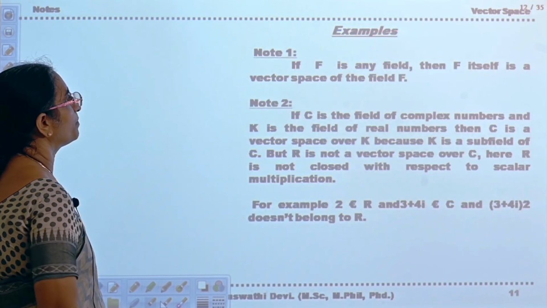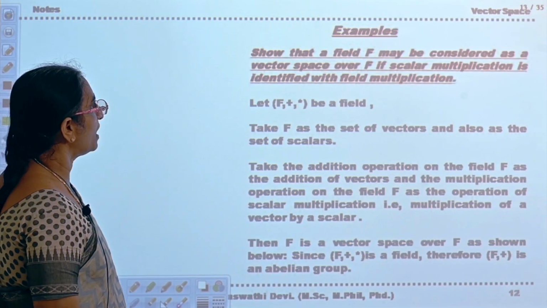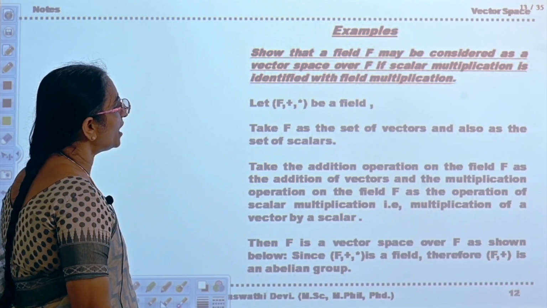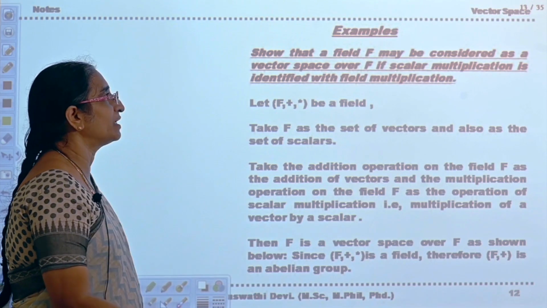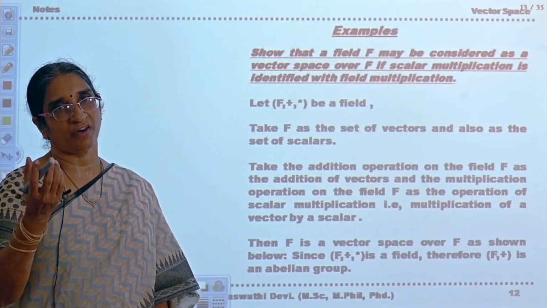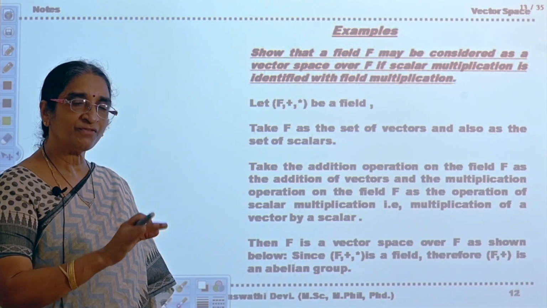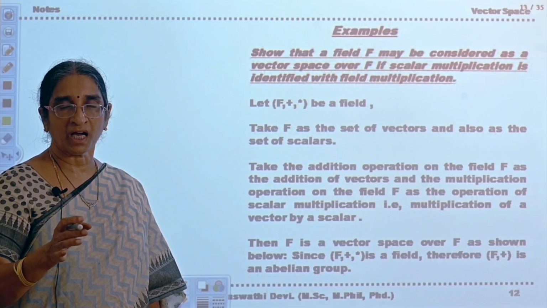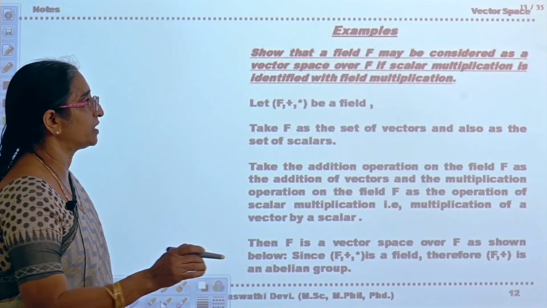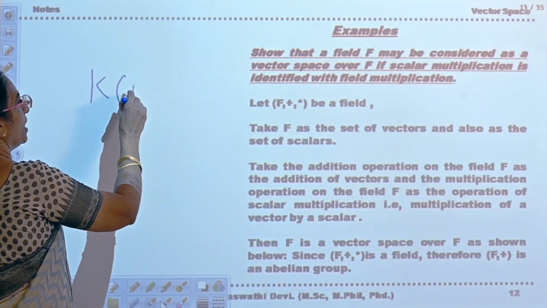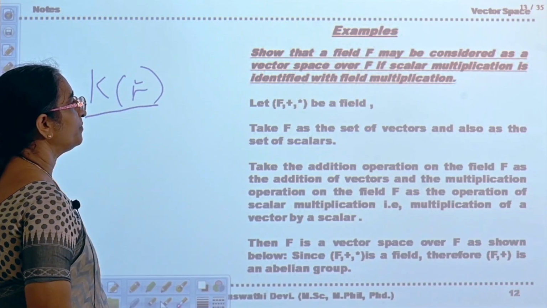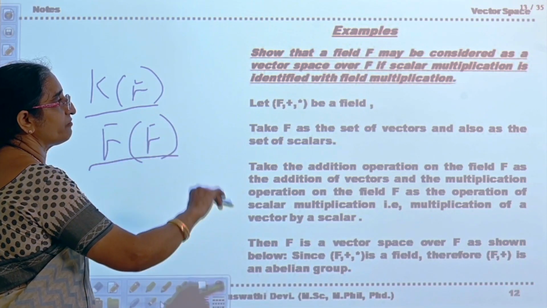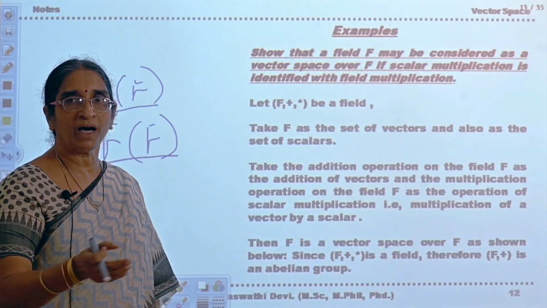Now see the next example: a field F may be considered as a vector space over F if scalar multiplication is identified with the field multiplication. This question may be given for 1 mark or for 4 marks. If it is given for 1 mark, using the previous example, that is any field is a vector space over its subfield, you proved K over F is a vector space in the previous example. Because every field is a subfield of itself, F over F is a vector space. If the question is given for 1 mark, you can say this.